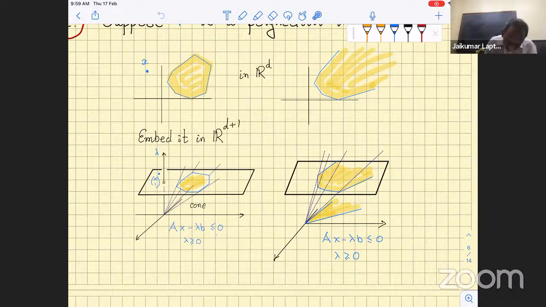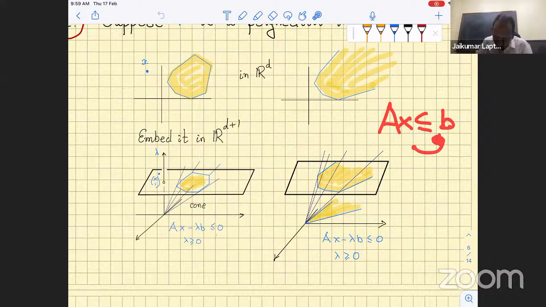So I'm going to explicitly describe the cone. The cone that I'm going to talk about is AX minus lambda B less than or equal to 0. The polyhedron I was given was AX less than or equal to B. I'm sticking in lambda on the right hand side, moving it to the left and writing it like this, and lambda greater than 0.